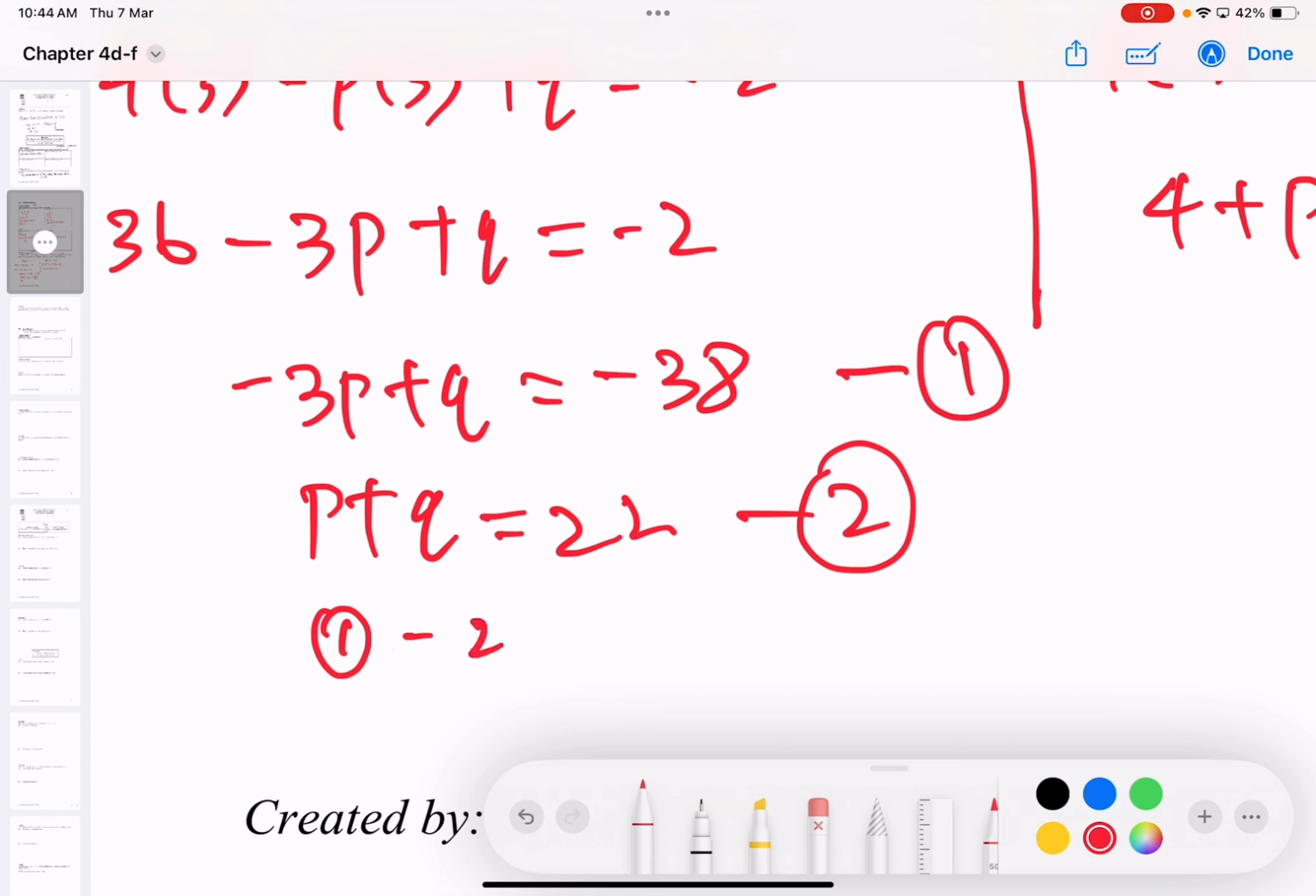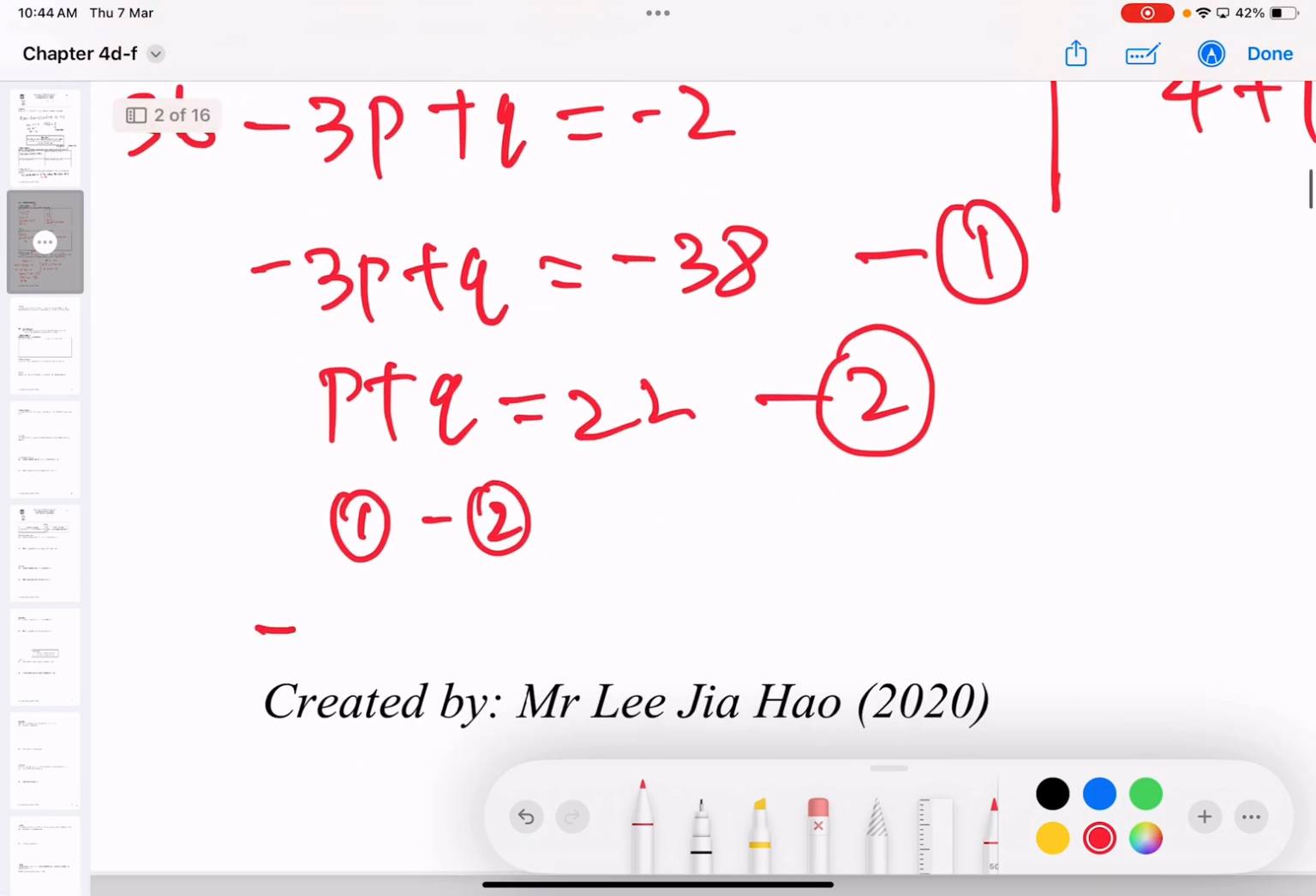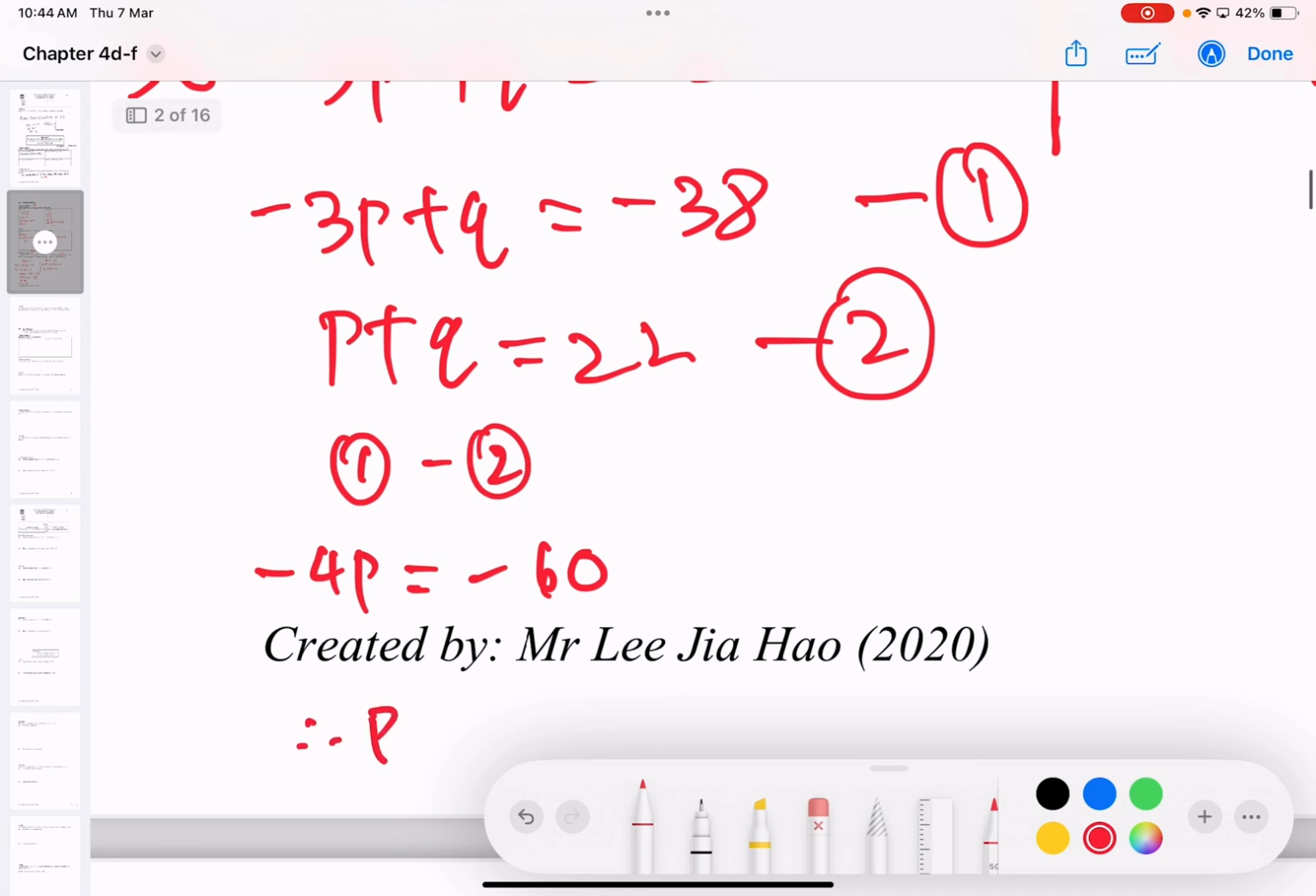Equation 1 minus equation 2. Can you see that if I take equation 1 minus equation 2, the Q will disappear? So I just need to focus on the P's. Negative 3 minus P gives me negative 4P, equals negative 38 minus 22. Negative 38 minus 22 gives me negative 60. So therefore, P is equal to 15. Hey, not that difficult, right?